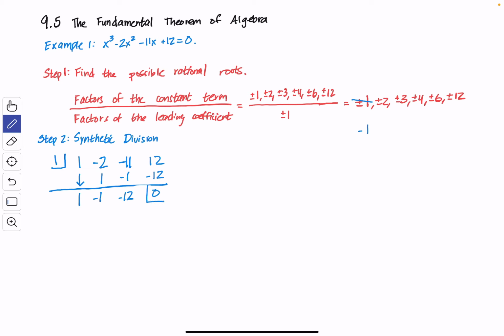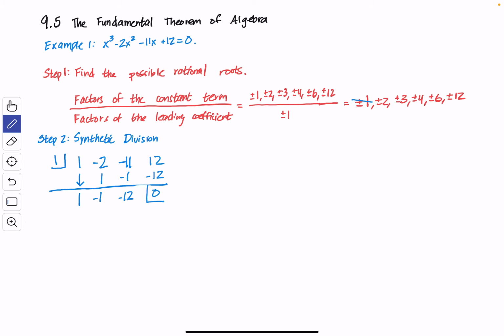Perfect. That's exactly what I want. So what that means is that this root of negative 1, which comes from the parentheses x plus 1, is actually one of my roots, one of my factors. I tested negative 1, which came from the parentheses x plus 1. So we are going to move on to step 3 because we found one that works.